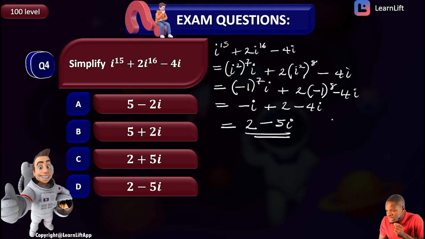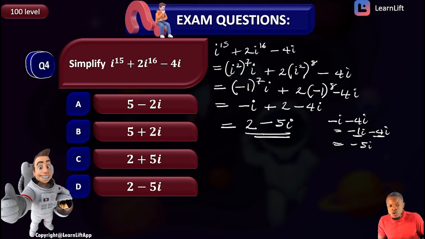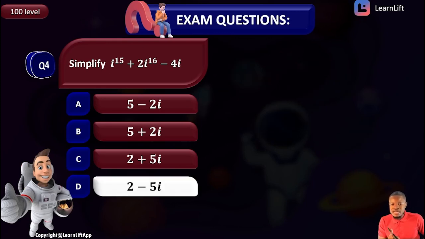Now don't forget that we have said that minus i minus 4i is the same thing as minus 1i minus 4i, right? Of course, now you are owing somebody 1, you are owing another person 4. How many are you owing? You are owing minus 5i altogether. So that's how our answer is 2 minus 5i. So where is your 2 minus 5i? You can only find that in your option D, right? That makes option D the correct answer to this question.